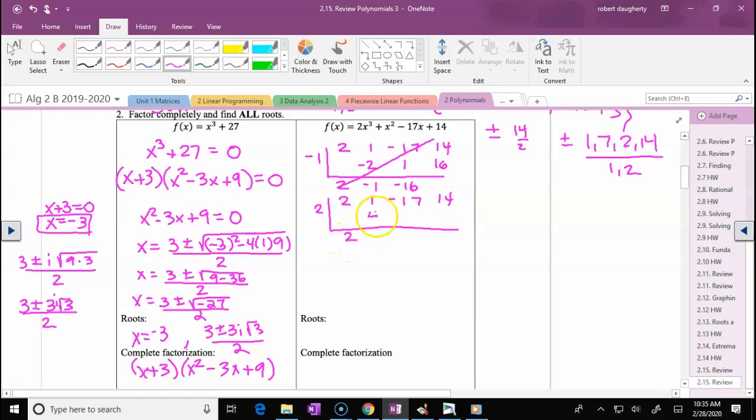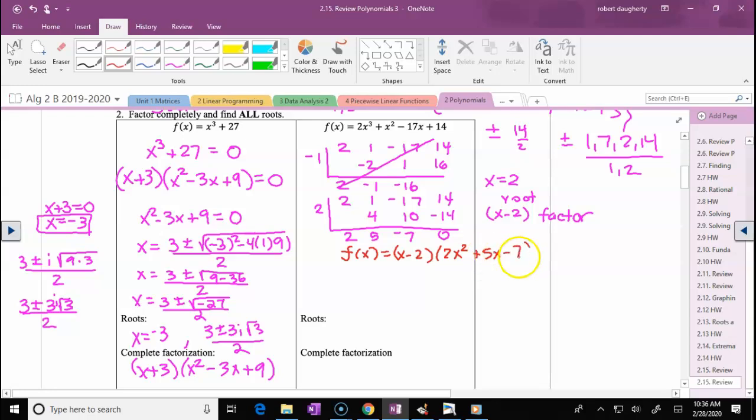You bring down the 2, 4 plus 1 is 5. Multiply, get 10 minus 7, 2 times negative 7, negative 14, that is 0. So that means that x equal 2 is a root. X minus 2 is a factor. So this polynomial is f of x equal x minus 2 times 2x squared plus 5x minus 7.